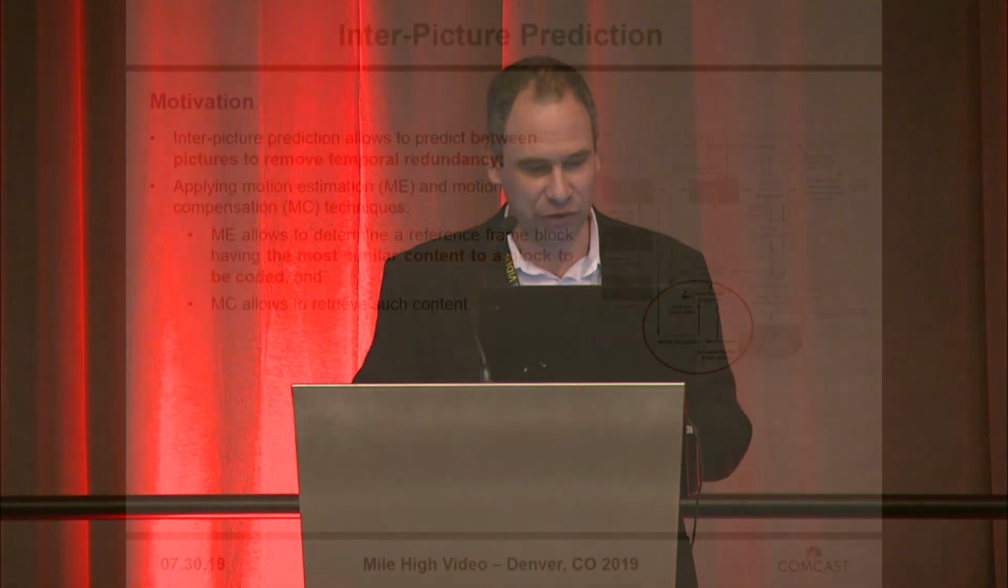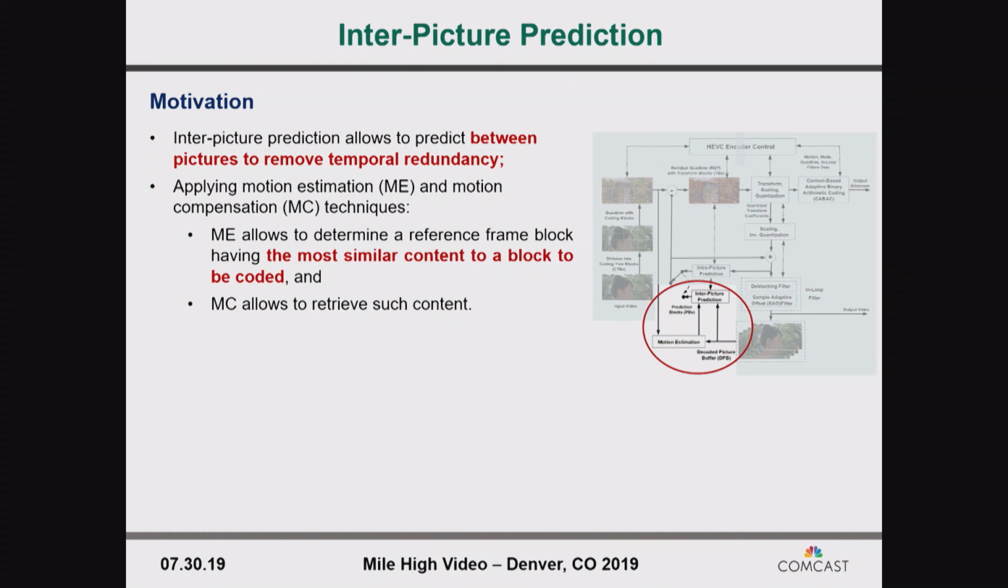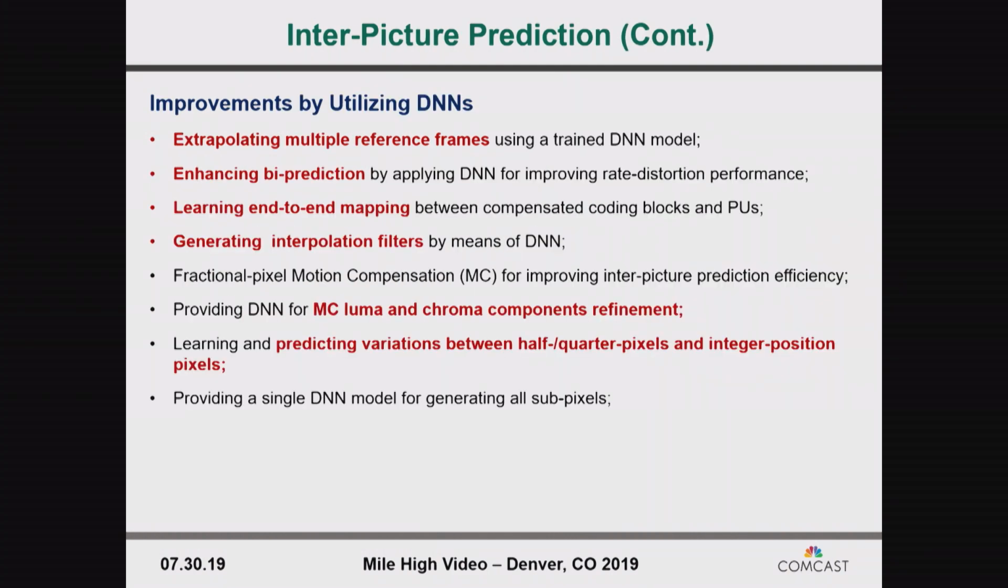And what is more important is the data itself and not the model, okay? Of course, both of them are important, but if you have good data and a lot of data, it's a huge benefit, okay? For inter-picture prediction, we actually need to predict between pictures to remove temporal redundancy. We use motion estimation, motion compensation. I'm not getting into details of that.